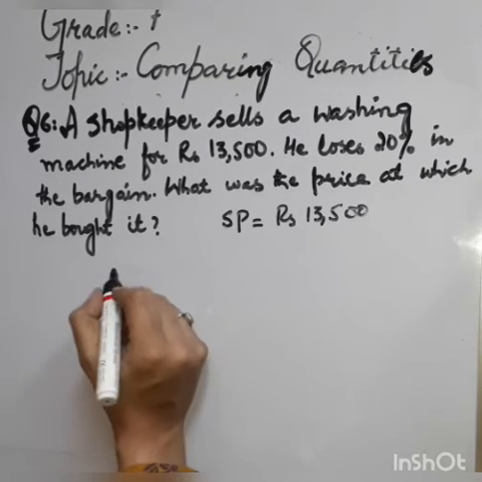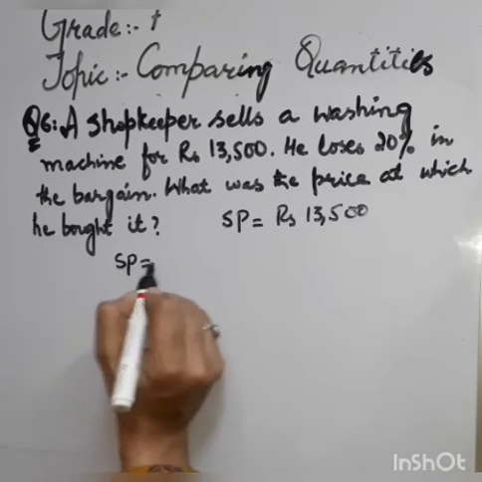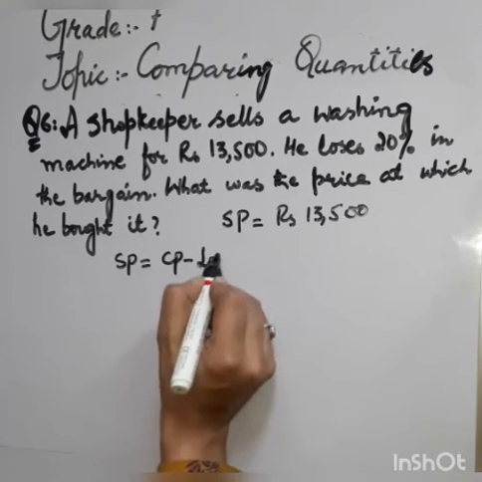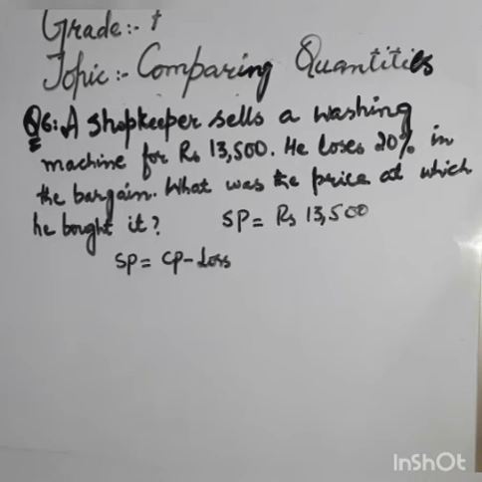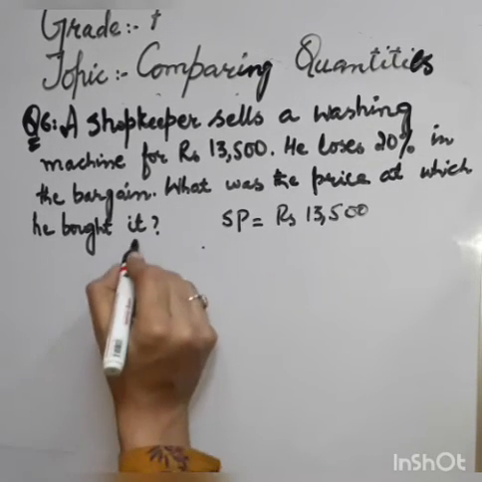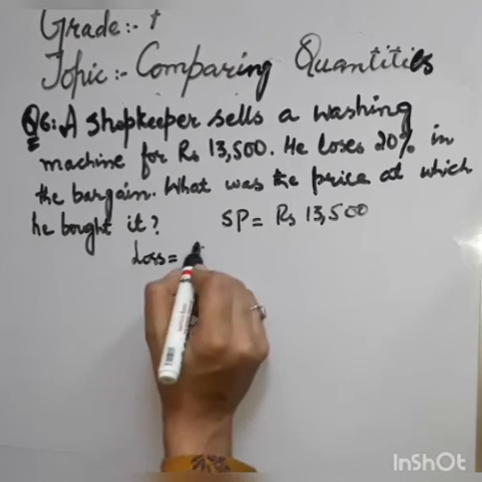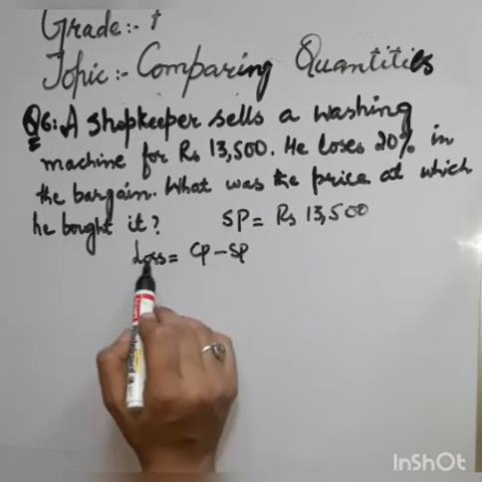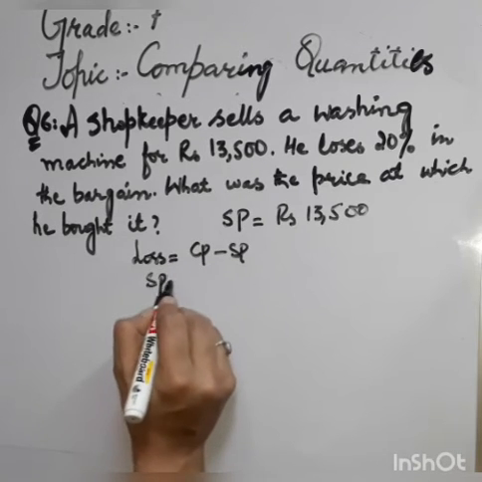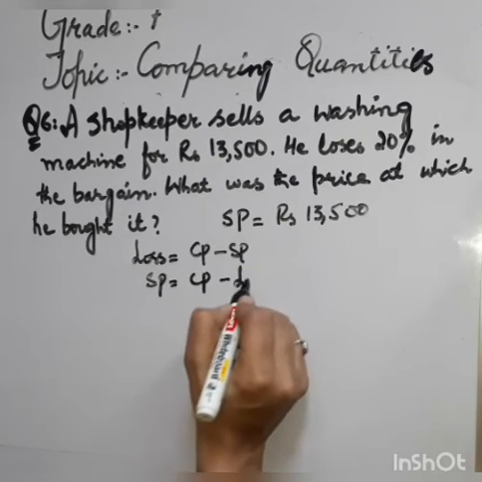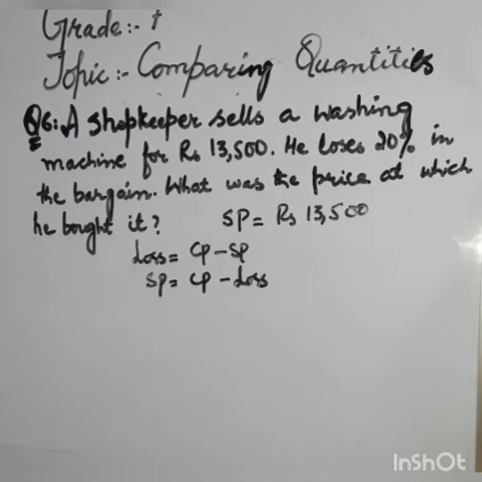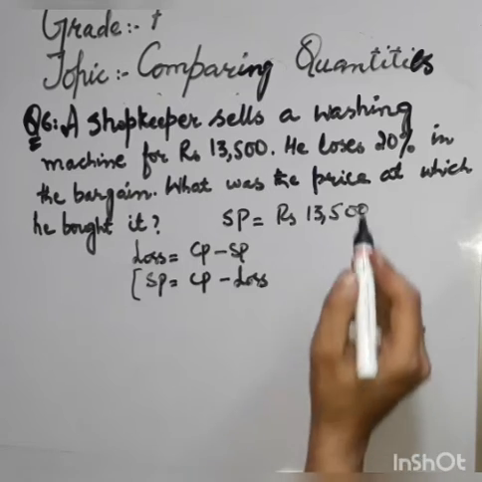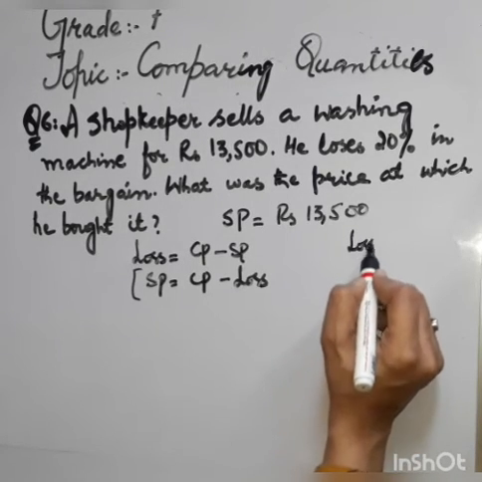We know that selling price is equal to, we can say, CP minus loss. It's actually from this. Loss is equal to CP minus SP. Then when SP will be shifted to this side and loss to this side, it will become SP is equal to CP minus loss. Yani selling price is equal to cost price minus loss. So we'll use this.